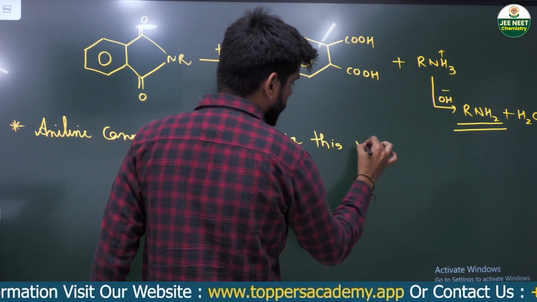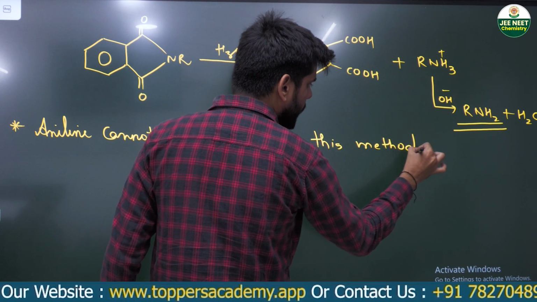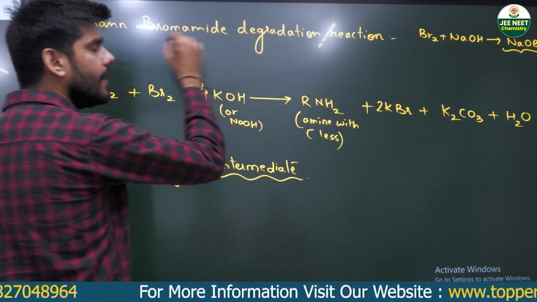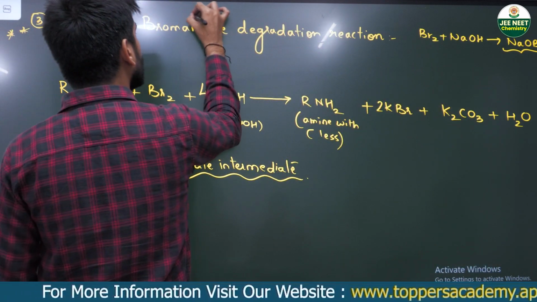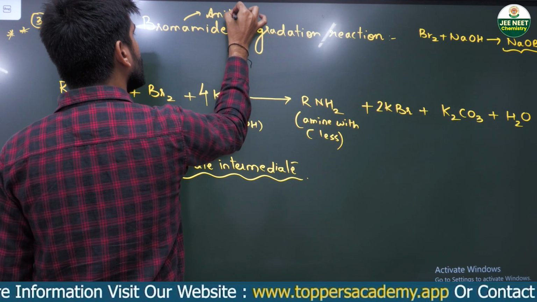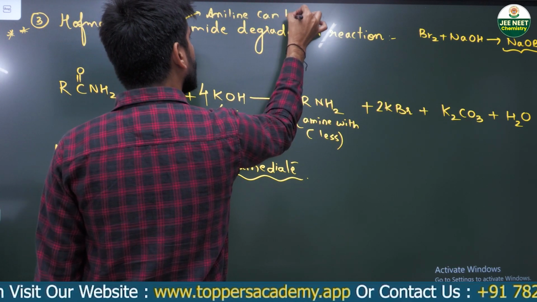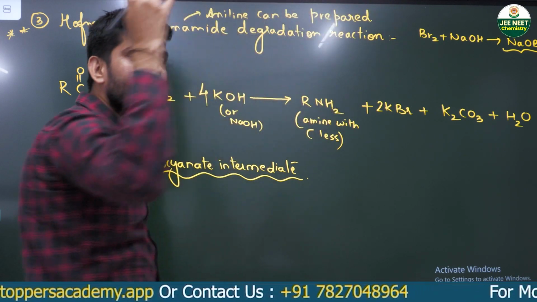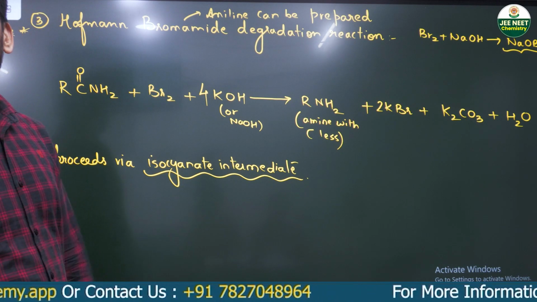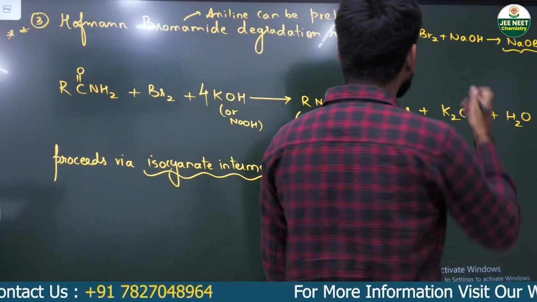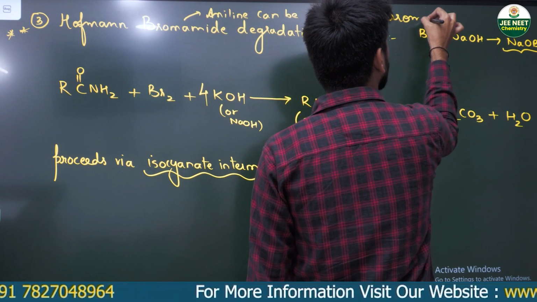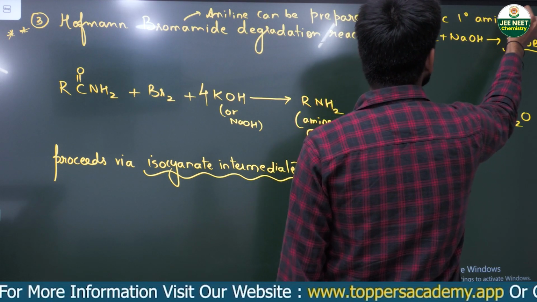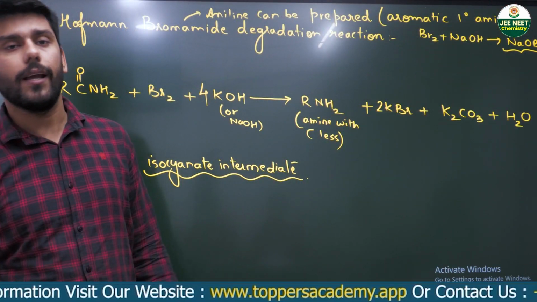But yes, aniline can be prepared via other methods. If I ask you, can aniline be prepared? Yes, aniline can be prepared. Why? Because aniline is also a 1 degree amine, but that is aromatic 1 degree. But Gabriel phthalimide synthesis is for aliphatic 1 degree. Is that clear?